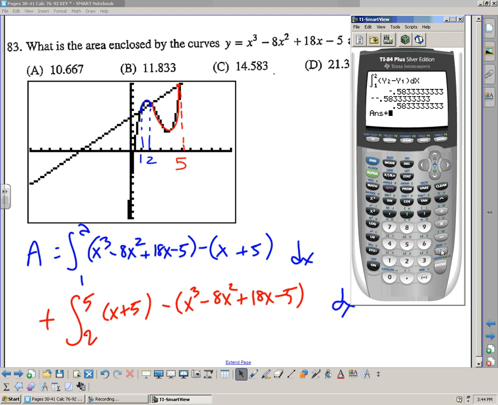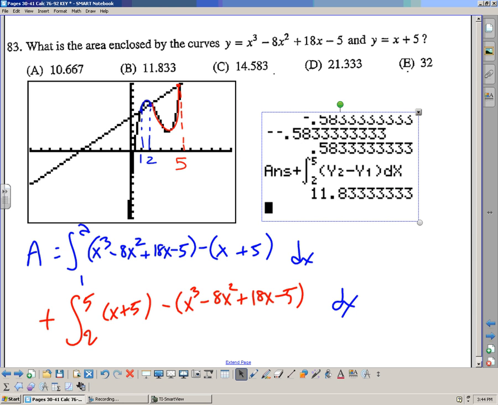Now I'm going to add on to that, math 9, the integral from 2 to 5 of the x plus 5 I put in the calculator on the y2. So, y2 minus, vars, y vars, enter, enter, y1 dx, and 11.83333 is our final answer. So here's what we have going on, and B is the answer.